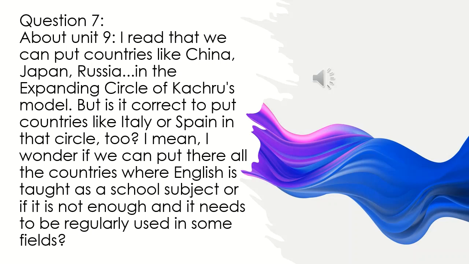The answer to this is yes, we can put countries where English is spoken as a foreign language or a lingua franca in the expanding circle. The boundaries between the 3 circles have been blurred, and the model has received criticisms as well. But yes, if we refer to Kachru's model, then Italy would be a part of the expanding circle.